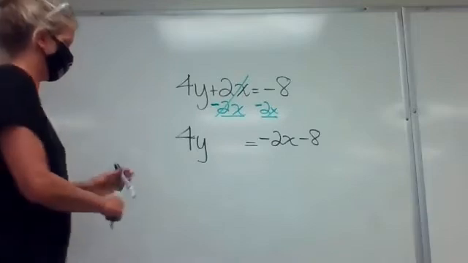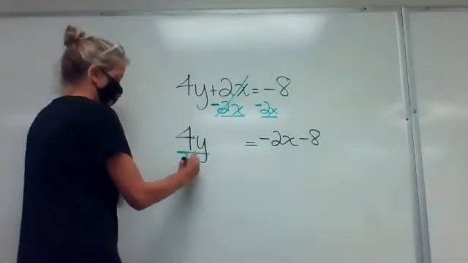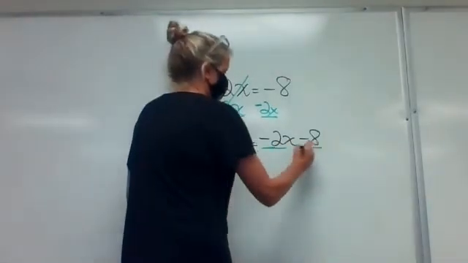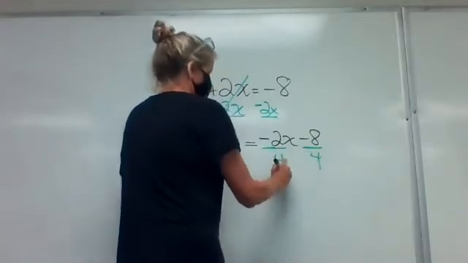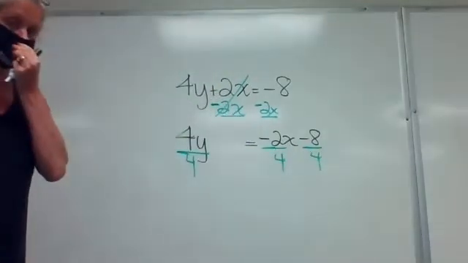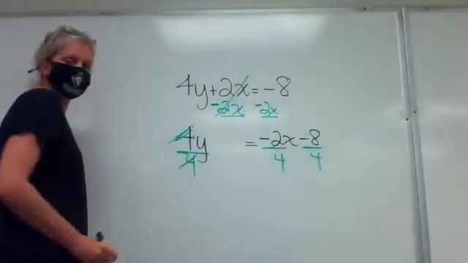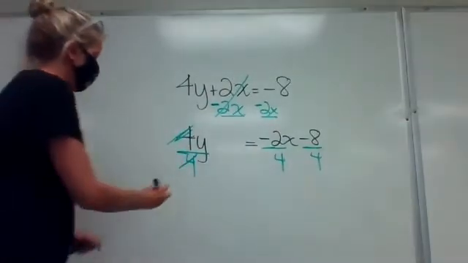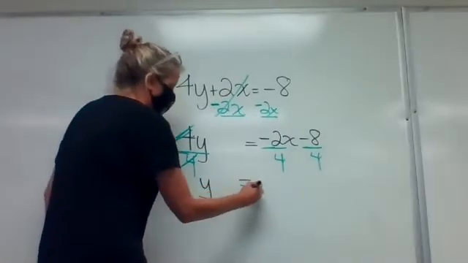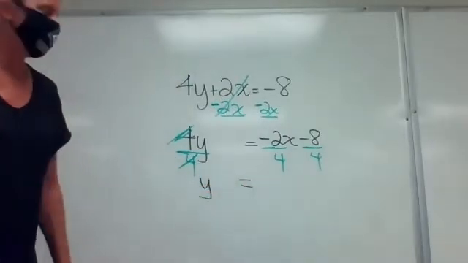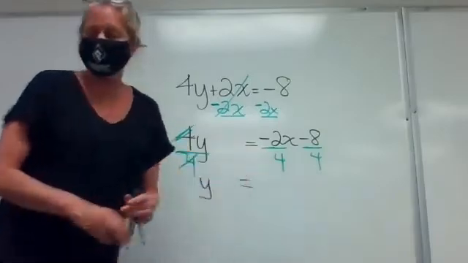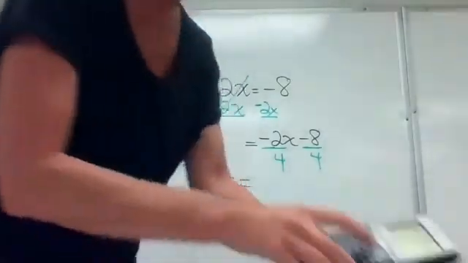Divide by 4. Get rid of this 4. So those cancel. Here's my y equals. That's what I'm looking for so that I can go to my calculator. Now, reduce these fractions. And remember how we reduce fractions in the calculator?